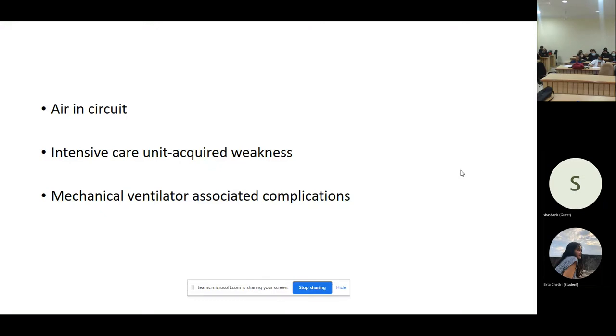Yes, sir. Good. So the ICU acquired weakness: as the patient will be on ECMO for a longer duration, deeply sedated, with use of corticosteroids, neuromuscular blocking agents and longer sedation times, this leads to lower albumin levels, causing injury to the axonal fibers, and then loss of myosin and type 2 muscle fiber leads to critical illness myopathy and neuropathy. Then coming to the mechanical ventilator associated complications.